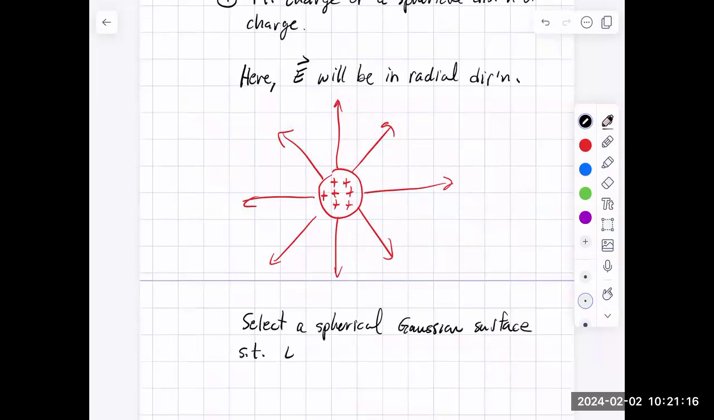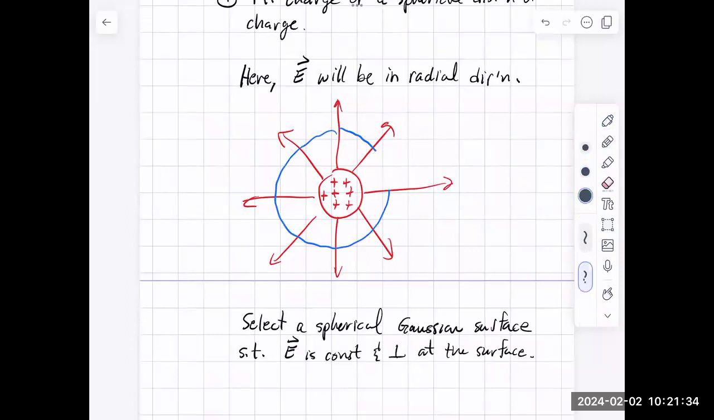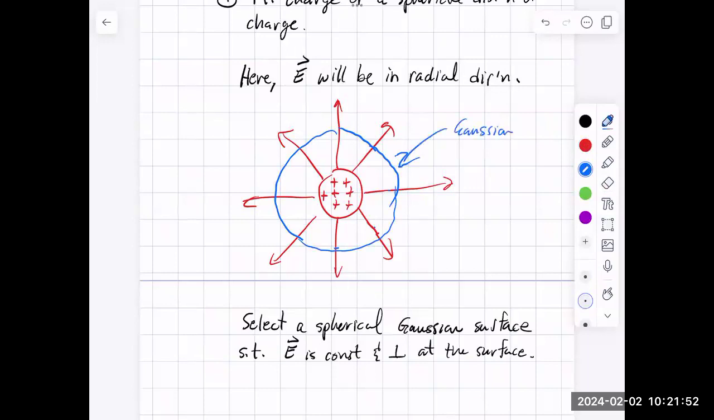Such that E is constant and perpendicular at the surface. Okay, and so our Gaussian surface will be this blue thing. I don't love that. I want the centers of my two spheres to coincide. And so let's draw something. Maybe that's a little bit better. Okay. And so we'll label this as our Gaussian surface.